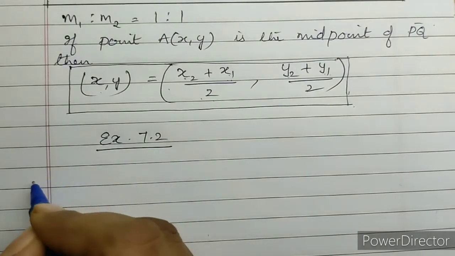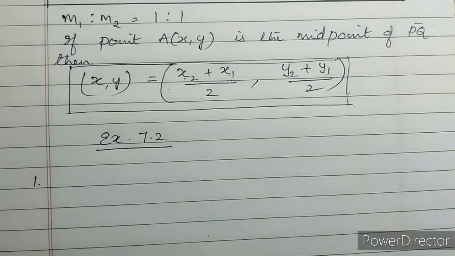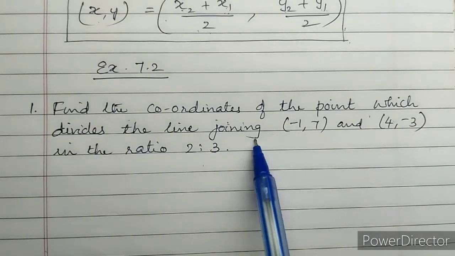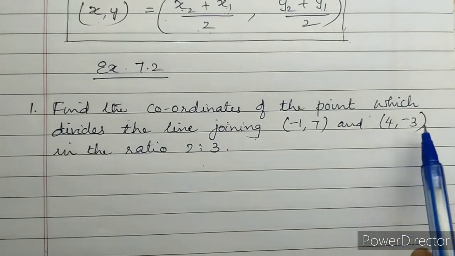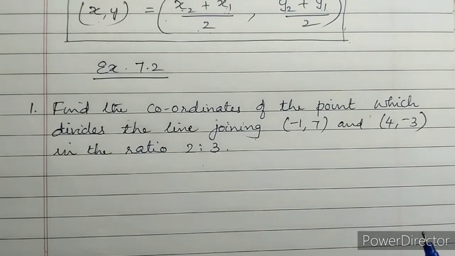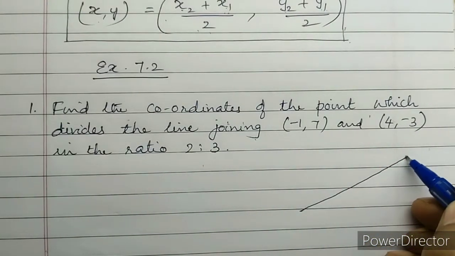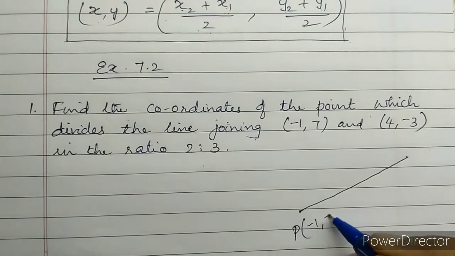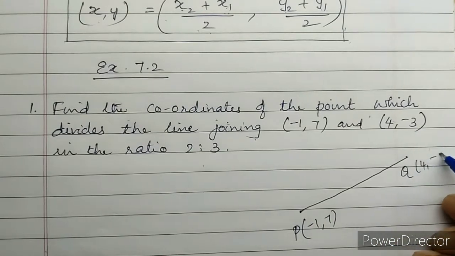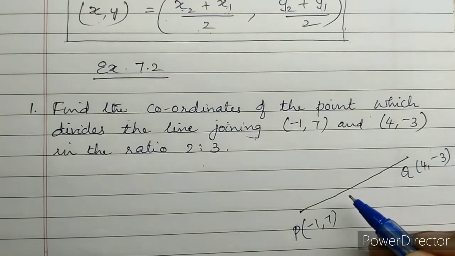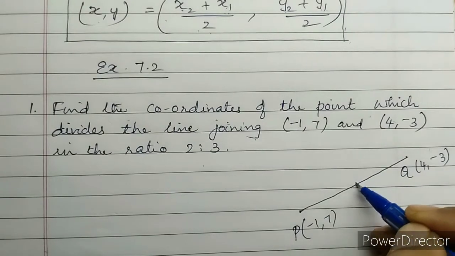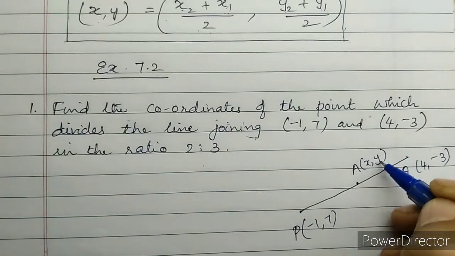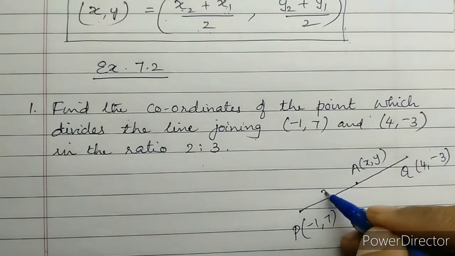First sum. Find the coordinates of the point which divides the line joining (-1, 7) and (4, -3) in the ratio 2:3. You can mark the point and draw the line. Mark it as P (-1, 7), Q (4, -3). Here one point will be there. You can mark it as A (x, y). You don't know the value of x and y, and the ratio is given 2:3.